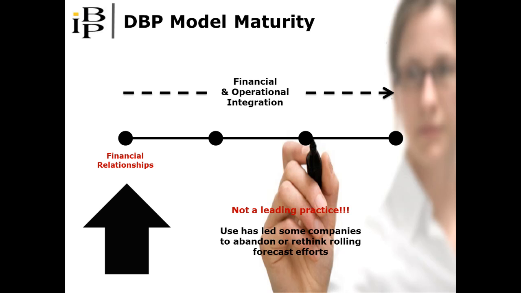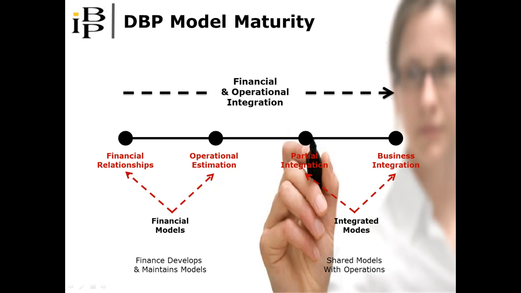In fact, experiences from using these types of models have led some to abandon or scale back rolling forecast efforts. The remainder of the maturity model is shown on the screen. The two financial models on the left are more simplistic. What characterizes them is that the models are maintained by finance. These are the most common of driver-based planning approaches, with the most simplistic one being the most common of all, that being the example we covered earlier.